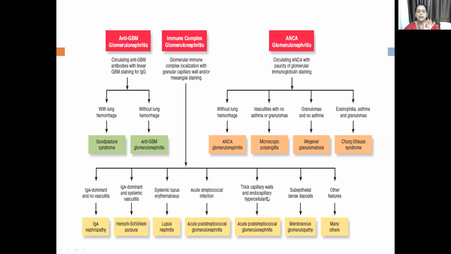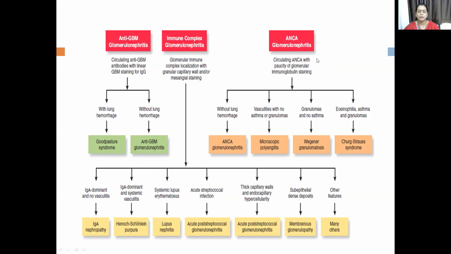Thick capillary walls and endocapillary hypercellularity are seen in acute poststreptococcal glomerulonephritis. Subepithelial dense deposits are seen in membranous glomerulopathy, and many others. So, rapidly progressive glomerulonephritis does not define a disease, but it is an end form of all the nephritis related to either glomerular basement membrane, immune complex, or Pauci-immune, which is called ANCA glomerulonephritis.